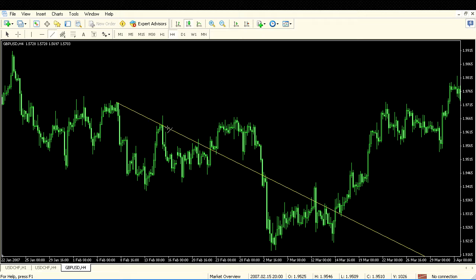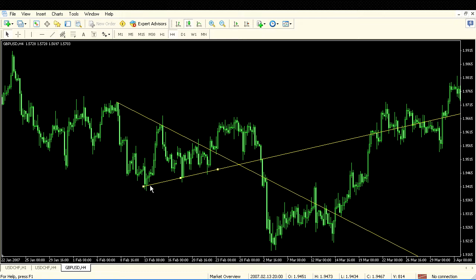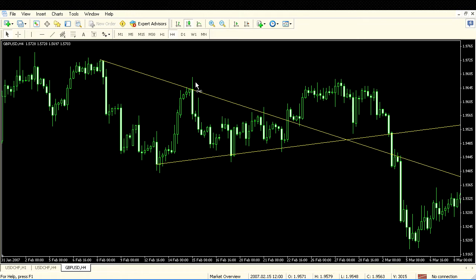The resistance line is drawn through the peaks, the support line through the troughs. We draw the levels and get this symmetrical triangle. In 50 cases out of 100, this pattern is broken down. In other 50, a breakout occurs. It's impossible to say beforehand which way the price would go. After a real break, we can consider entering a position, but never before.